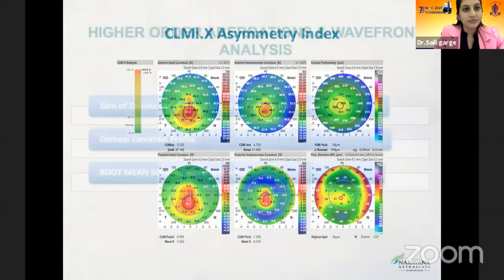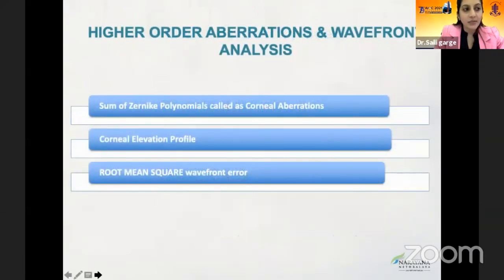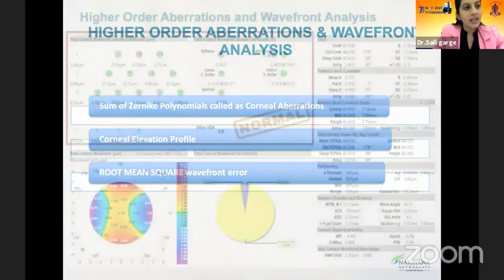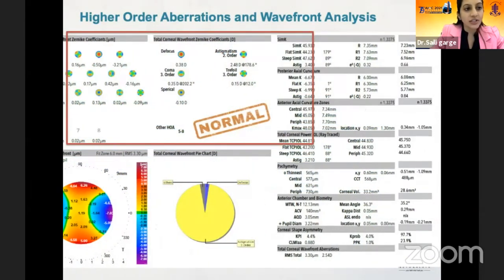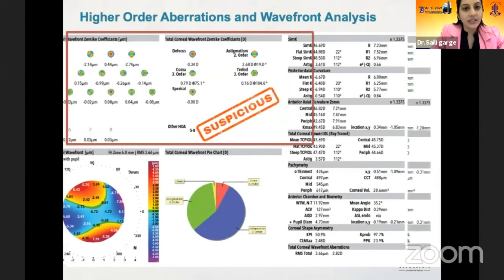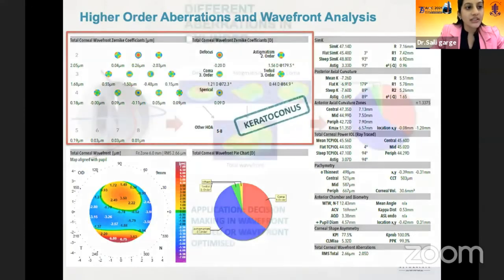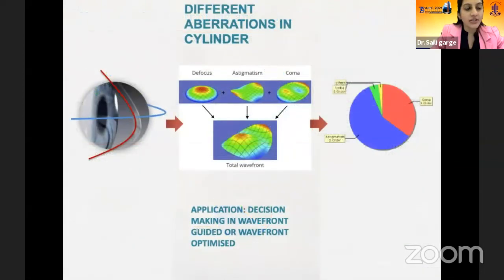The wavefront data is expressed as the sum of Zernike polynomials, called the corneal aberrations. The Galilei computes corneal wavefront data and the higher order aberrations on the basis of corneal elevation profile. The Zernike polynomials expansion represents the root mean square wavefront error. Here we have shown the higher order aberrations increase from normal patients to patients having suspicious topography and more in keratoconus patients. The corneal irregularity is contributed by higher order aberrations like defocus, coma, and astigmatism.